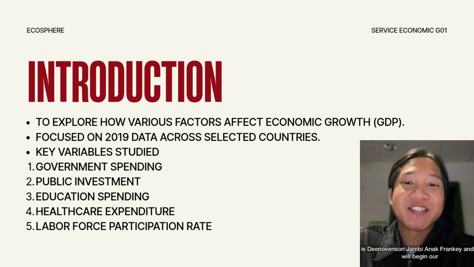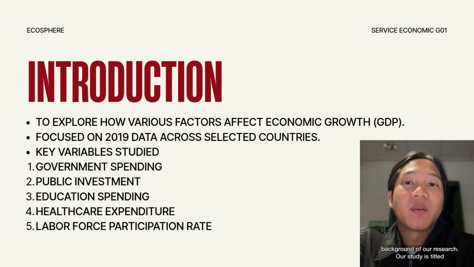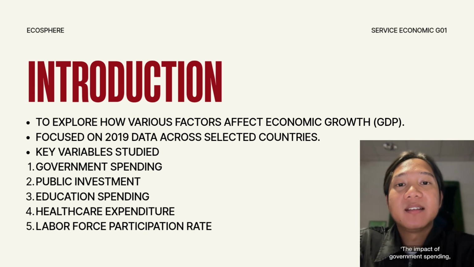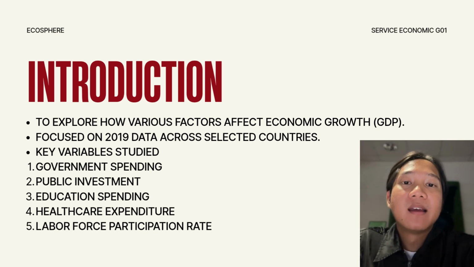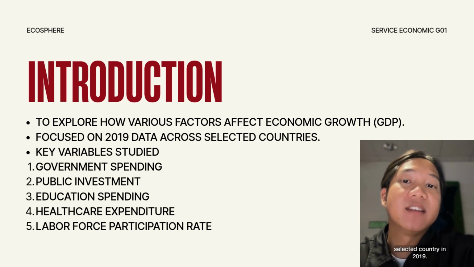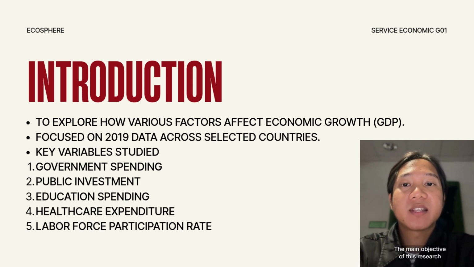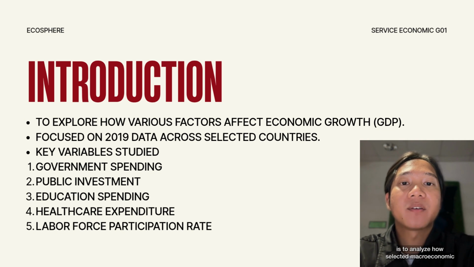My name is Universal Jamil Anna Frankie, and I will begin our presentation by introducing the topic and background of our research. Our study is titled The Impact of Government Spending, Public Investment, Education, Health and Labor Force Participation on GDP growth across selected countries in 2019. The main objective of this research is to analyze how selected macroeconomic factors influence the economic growth of Asian nations.